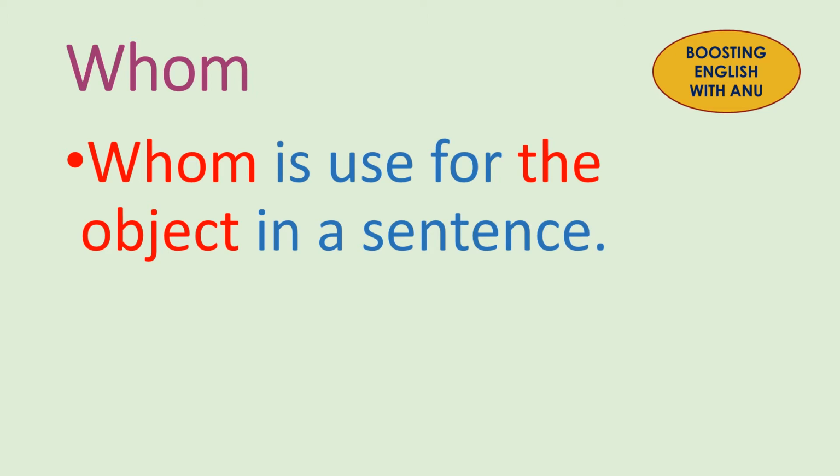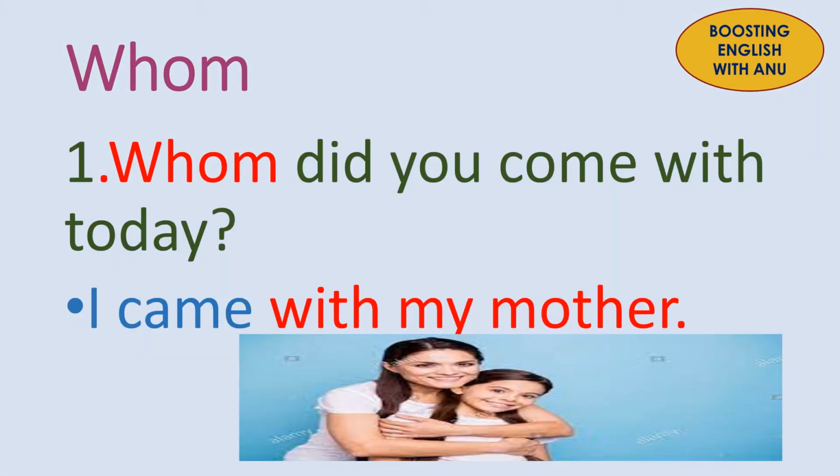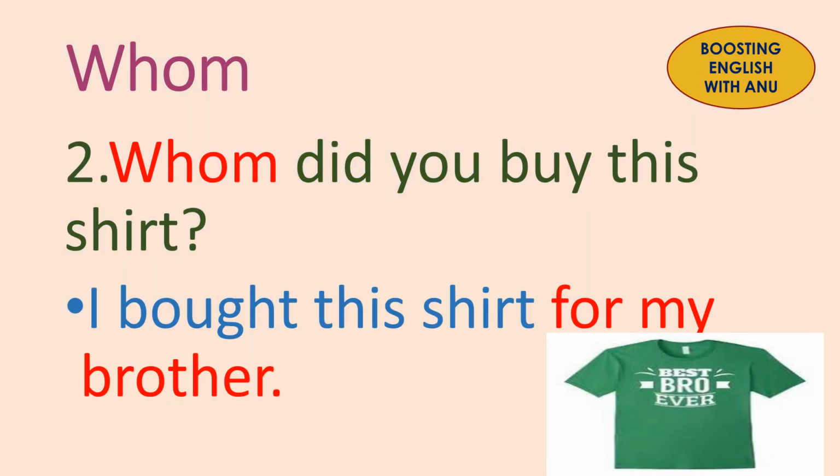Whom is used for the object in a sentence. Whom did you come with today? I came with my mother. Whom did you buy this shirt for? I bought this shirt for my brother.